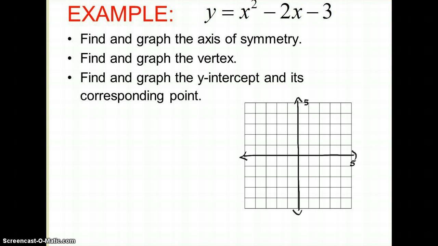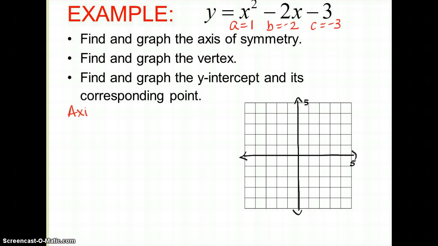All right, so let's take a look at what we know. Based on my equation, first of all, I want to identify what the a, the b, and the c values will be. For this one, a, that's the ax squared, so a would be 1. B is going to be a negative 2, and c is going to be a negative 3. Whenever my formulas require a, b, and c, I'll use those 3 numbers. We're going to start with the axis of symmetry, so I need to find that first before I do anything else.